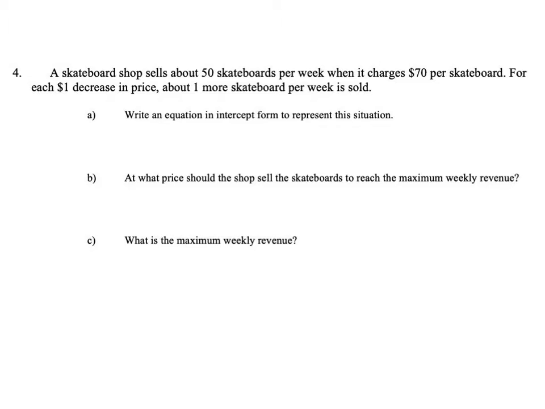A skateboard shop sells 50 skateboards per week when it charges $70 per skateboard. For each $1 decrease in price, about one more skateboard per week is sold. Write an equation in intercept form to represent this. Intercept form would be something like this. R of x equals, and what do they sell? So we do price times the quantity. They sell about 50 skateboards, and it charges $70.